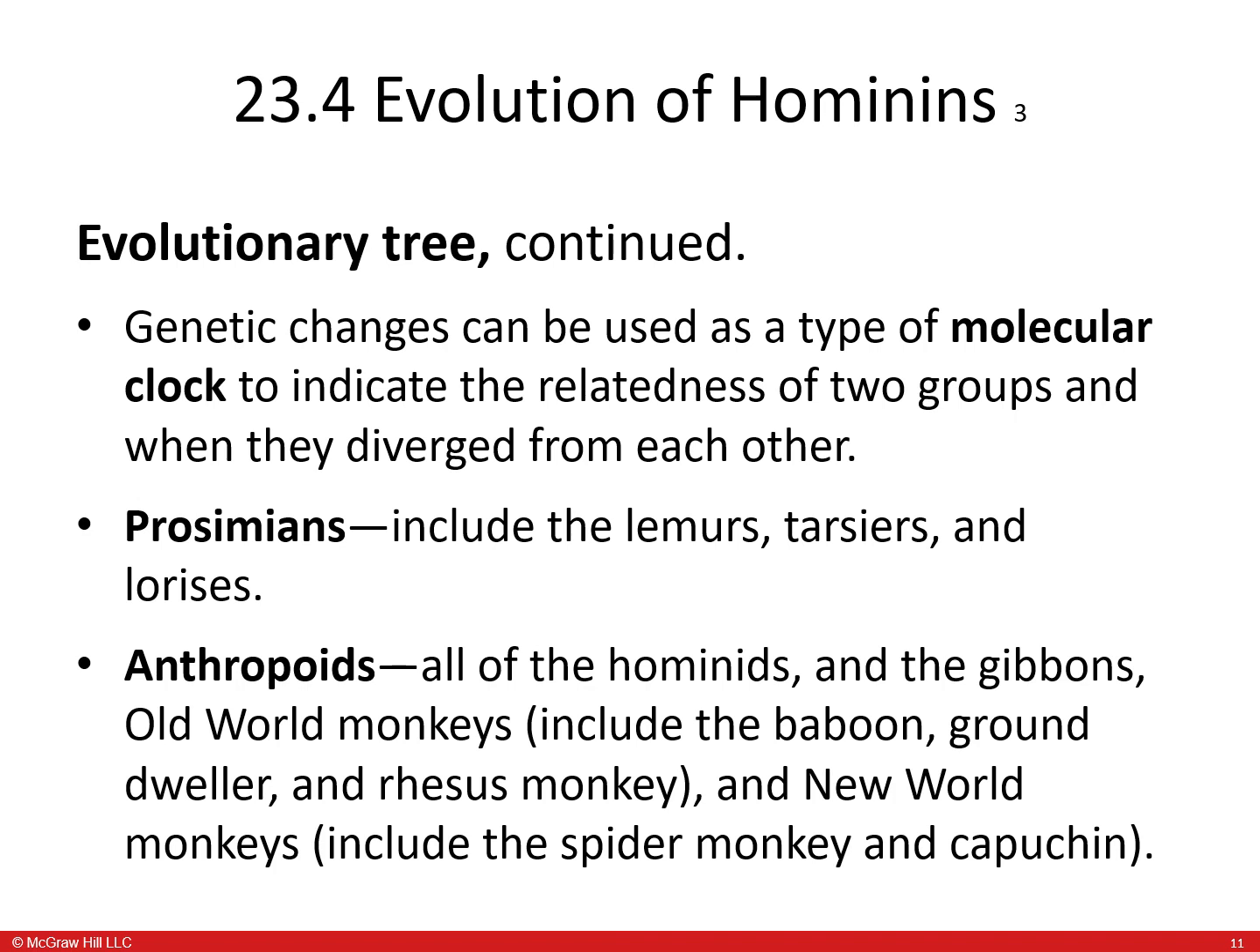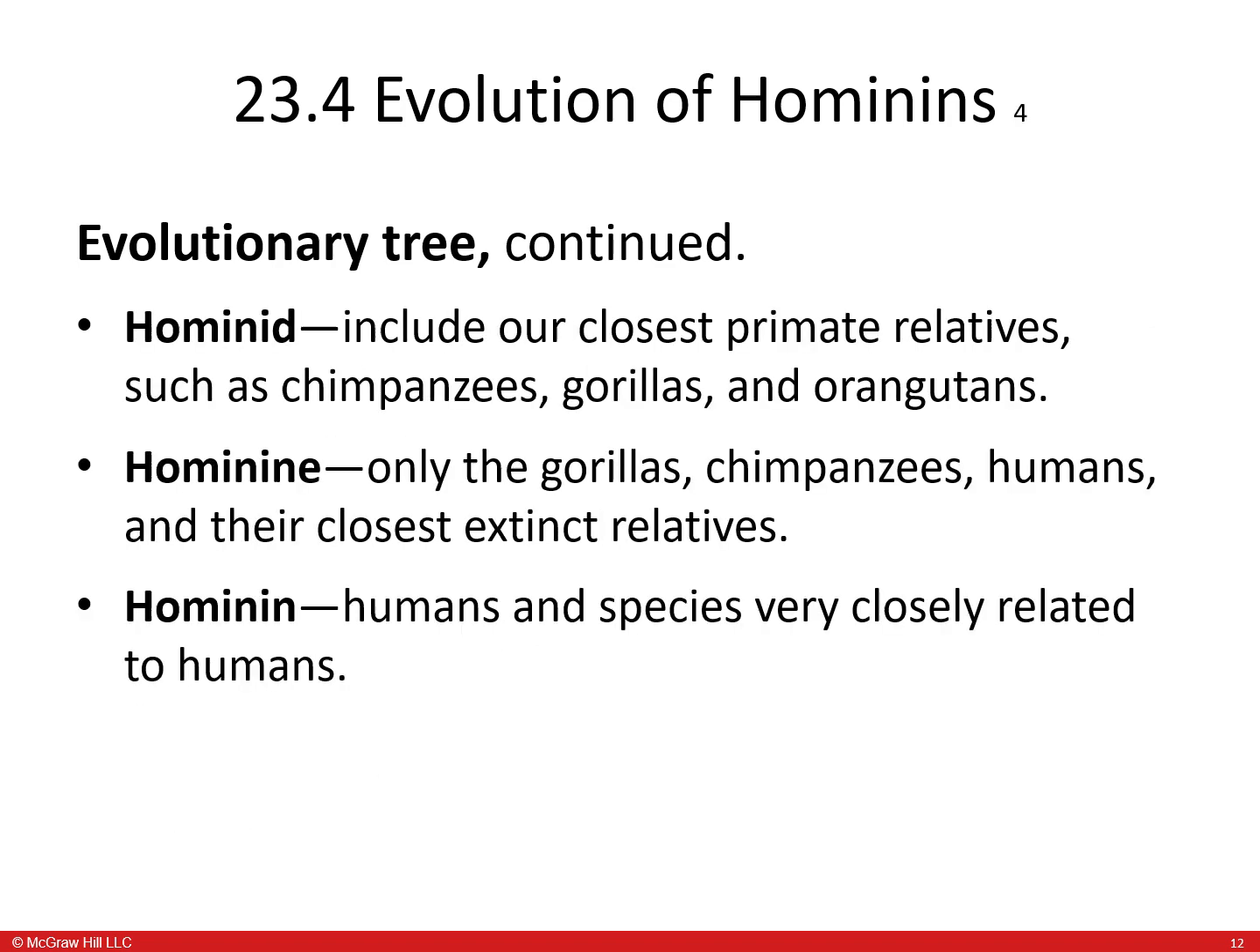Prosimians include the lemurs, tarsiers, and the lorises. Anthropoids include gibbons, Old World monkeys such as the baboons, ground dwellers, and rhesus monkeys, and the New World monkeys such as the spider monkey and capuchin. Hominoids include our closest primate relatives such as the chimpanzees, gorillas, and orangutans. Hominids are only the gorillas, chimpanzees, humans, and their close extinct relatives. Hominins are humans and species very closely related to humans.